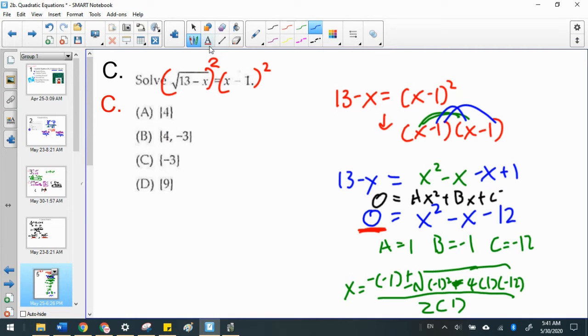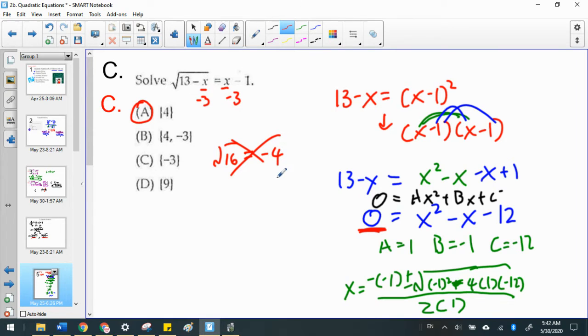But remember that when we find our solutions for a quadratic equation, we need to make sure we're not going to be squaring or square rooting into a negative value. And if you try negative 3 for x right now, then you're going to get square root of 16 is equal to negative 4, which is obviously not going to be the case. So then x equals 4 would be my final answer.